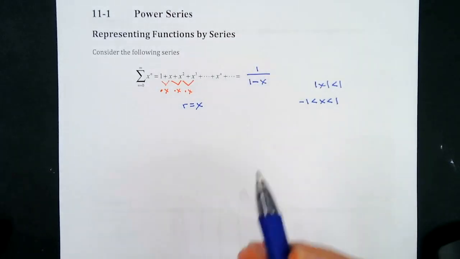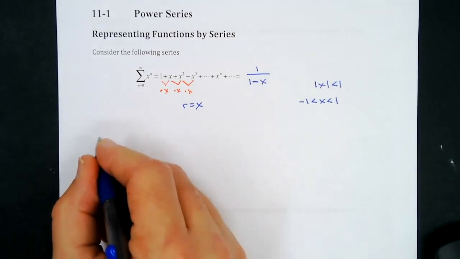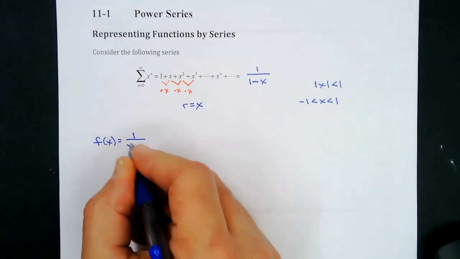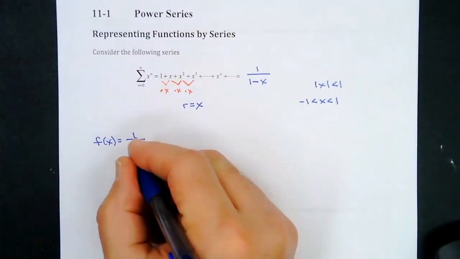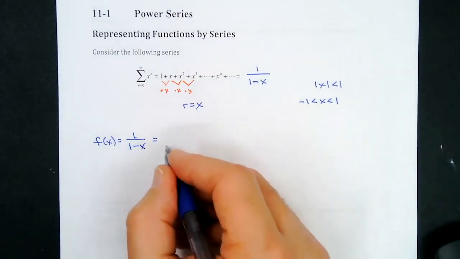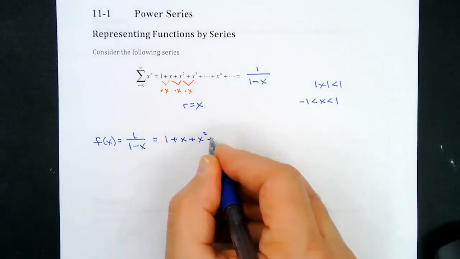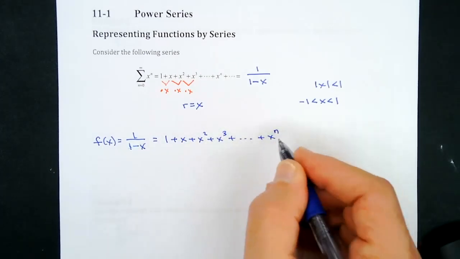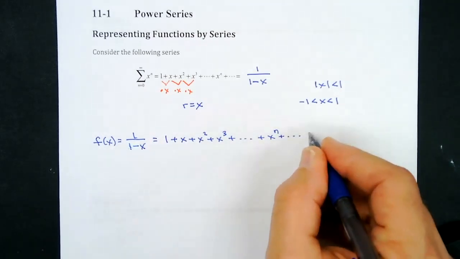That means we can start to write some functions. I'm just going to go backwards with this. If we start with f of x equals 1 over 1 minus x, we know that we can write this as a series: 1 plus x plus x squared plus x cubed plus dot, dot, dot plus x to the nth power, or some power out there, and then plus dot, dot, dot, continuing forever.